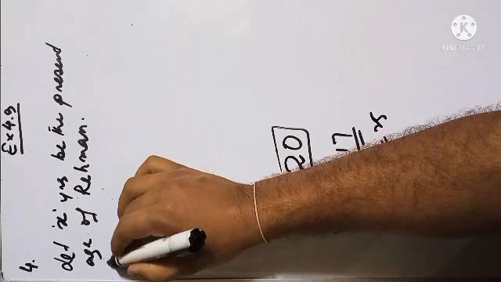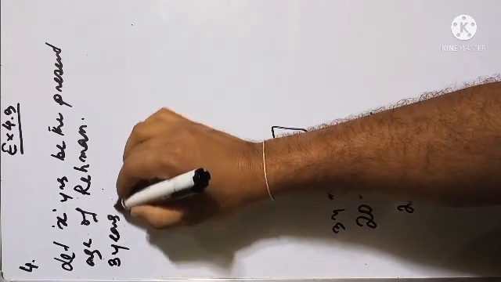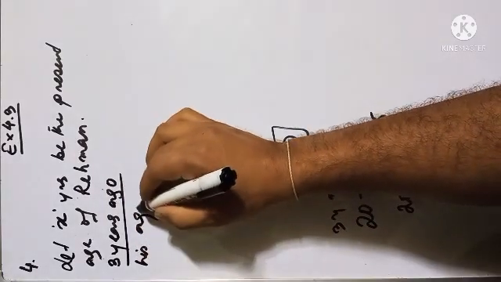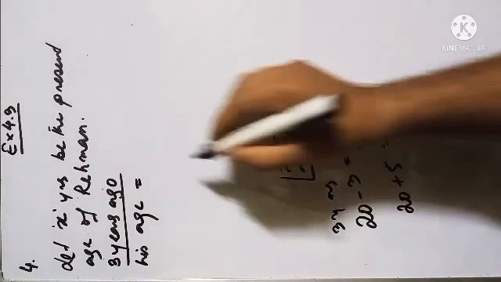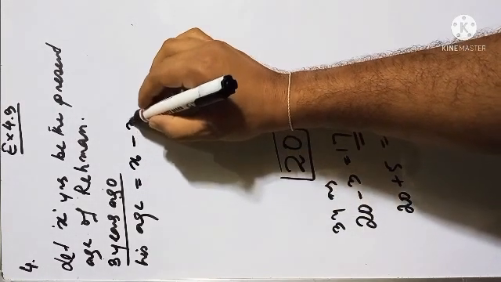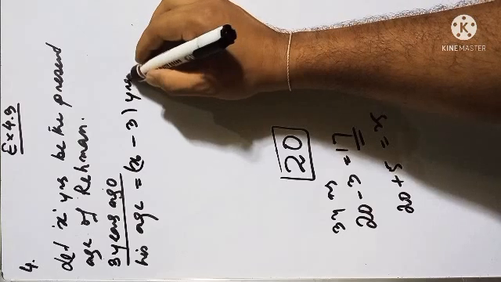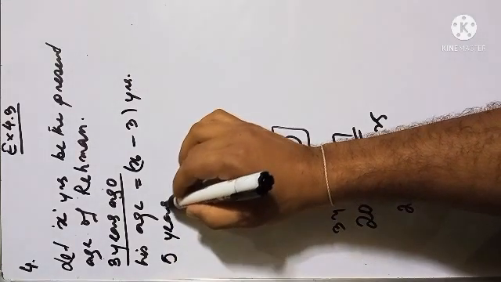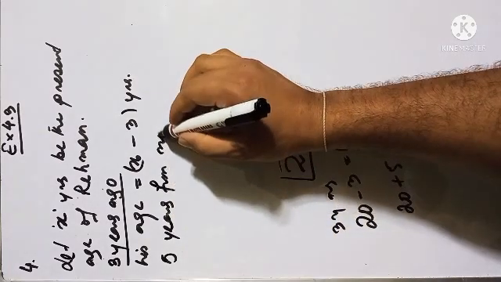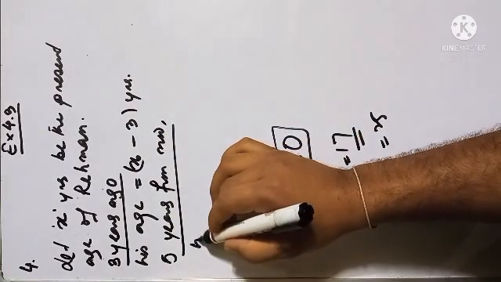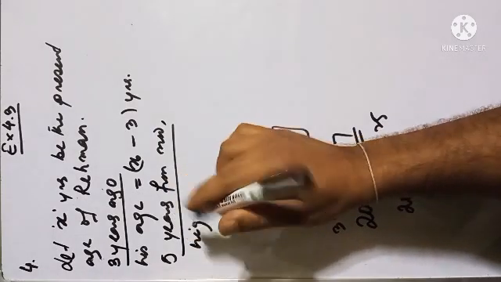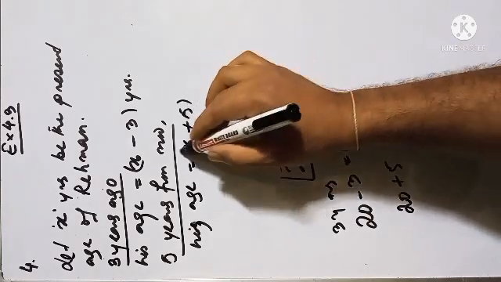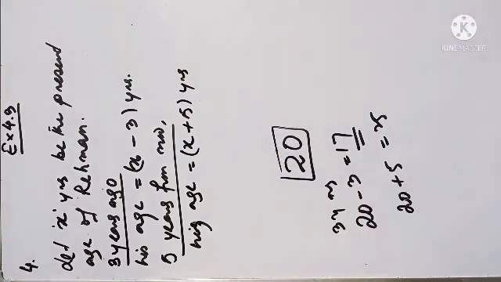Let me write, 3 years ago his age equals how much? It will be x minus 3, in years. And the next is 5 years from now. From now, his age equals x plus 5. Then this will again be in years.